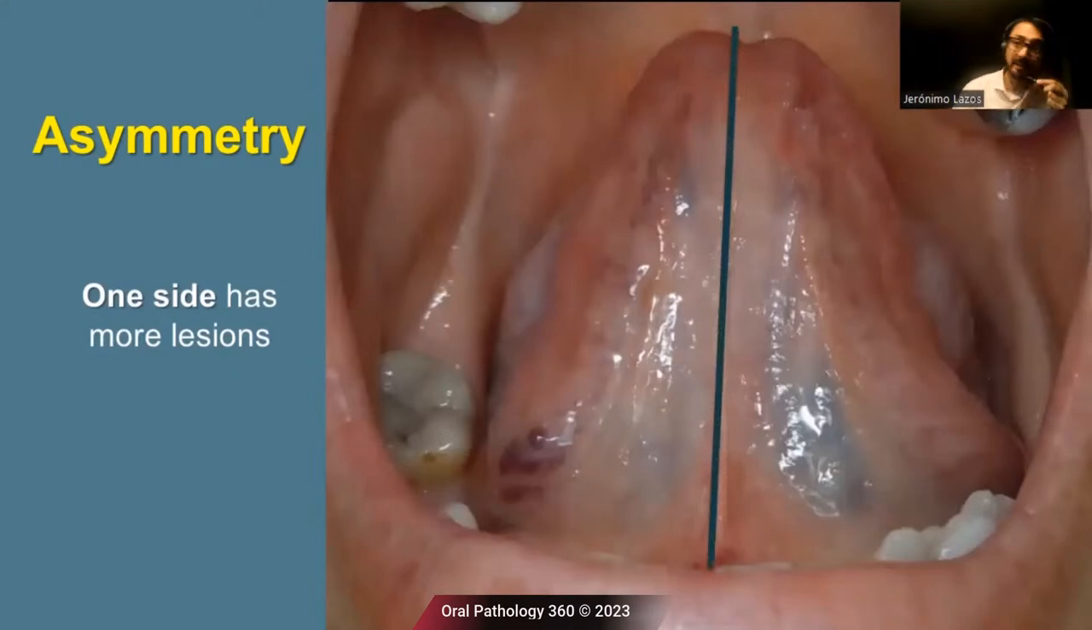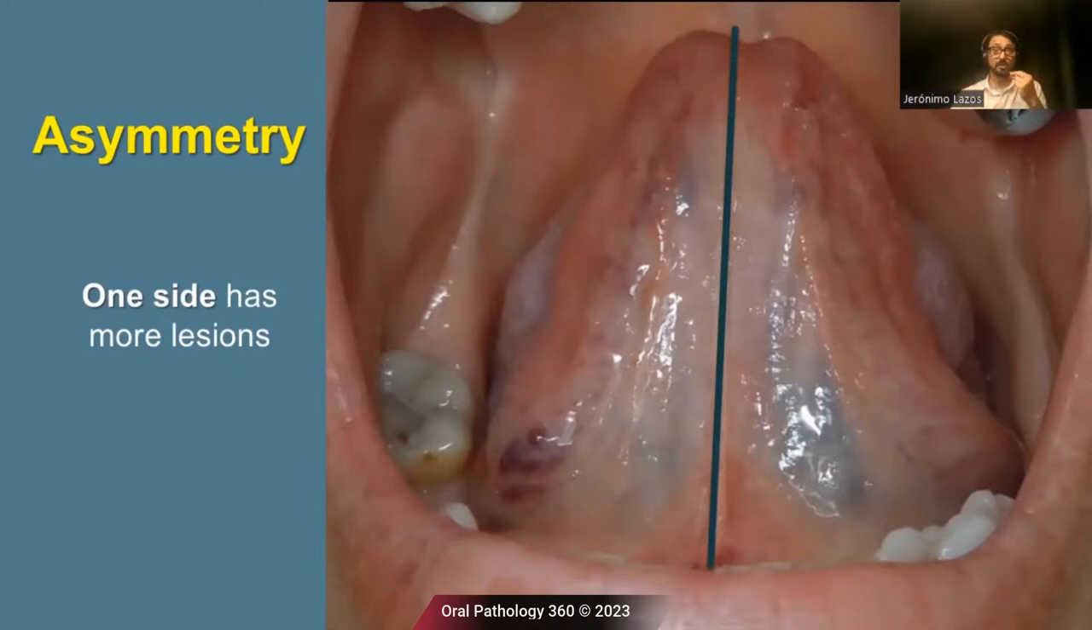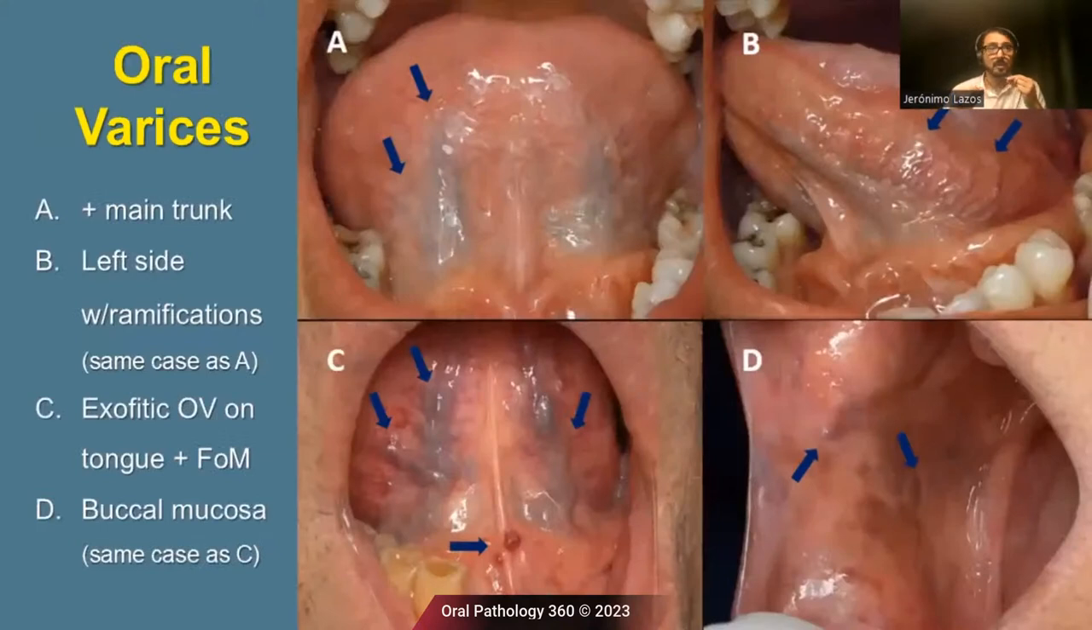Here we have another clinical example where also the right side had evidently, at least in this view, more lesions. So remember, not only do we have to record the presence of varices, but we also have to write down the asymmetry or not. These are some clinical examples of oral varices.